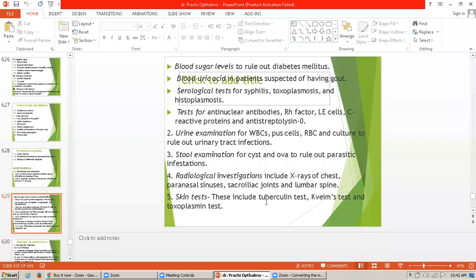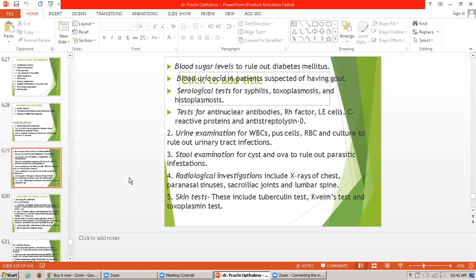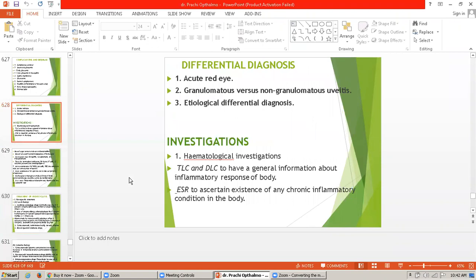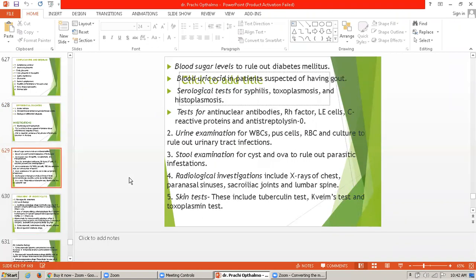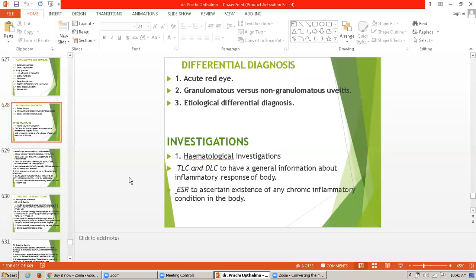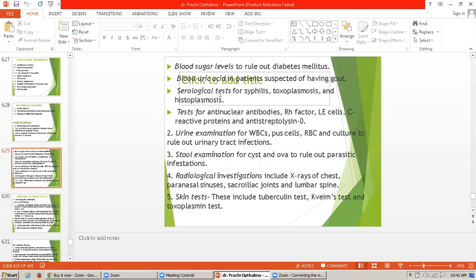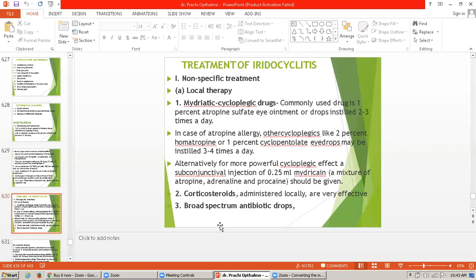Skin tests include a tuberculin test, Kveim test, and toxoplasmin test. So, these are the tests needed for diagnosis of uveitis: hematological, in that blood sugar level, CBC, that is complete blood count, then blood uric acid, serological test, then urine examination, stool examination, radiological investigation, that is X-ray of chest, paranasal sinus, sacroiliac joint, and lumbar spine, and then skin tests, these include a tuberculin test and toxoplasmin test.